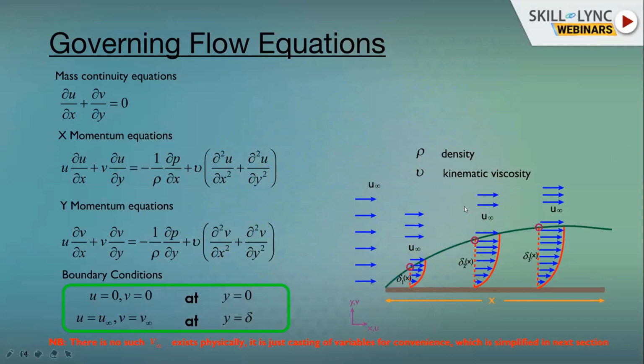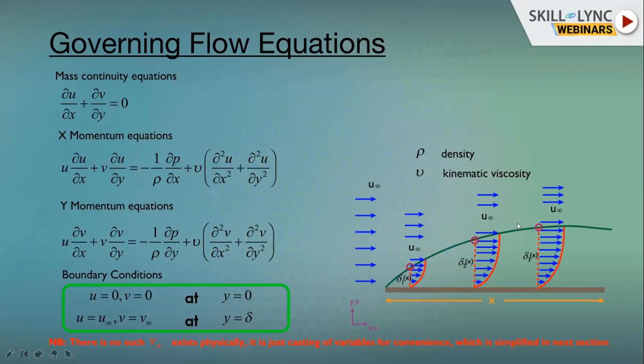My u is equal to u infinity, meaning the velocity just above the boundary layer edge equals the free stream velocity. u is equal to u infinity. My v is equal to v infinity. In reality there is not any v infinity kind of thing. This is just for the sake of understanding. Let's assume v is equal to v infinity at the boundary layer edge, right? Because it's a one-dimensional flow, v equals 0 at the core, far away from the flat plate; just at the boundary edge, assume v is equal to v infinity.